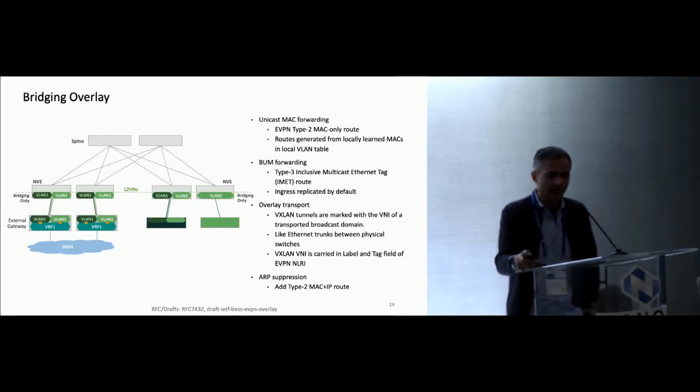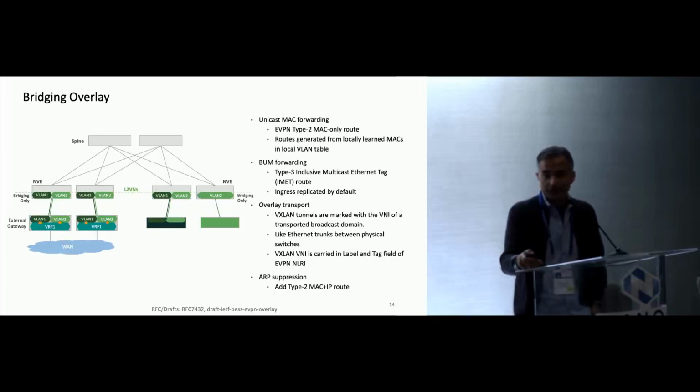If you want to do routing, well, you're going to have to do it with an external gateway, right? But interestingly, and we're going to talk about this after the next slide, you can do ARP suppression with L2 only overlays. And for that, you add the MAC plus IP route.